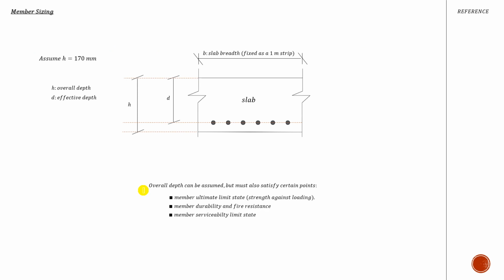Right, in order to determine your member sizing, well, first of all the b is fixed, just a 1 meter strip. Then in order to determine the d, you need first of all to understand the member durability and fire resistance, both of which integrate into defining the overall depth of a member. And then member serviceability limit state, we talk about this later on. But first of all, let's talk about the nominal cover, which is here, and the durability.